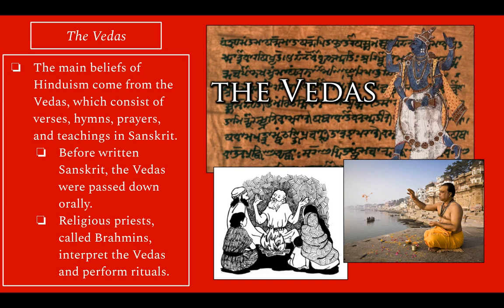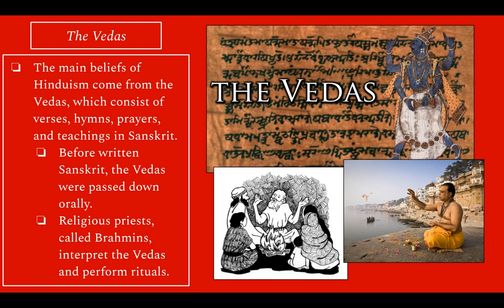The main beliefs of Hinduism come from the Vedas, which is a text, a book, which consists of verses, hymns, prayers, and teachings in Sanskrit, an ancient language of India. Before there was a written Sanskrit, the Vedas were passed down orally, from generation to generation, just told through story, right? People had to memorize it so they could pass it on to the next generation. And religious priests, also known as Brahmins, interpret the Vedas and perform rituals.